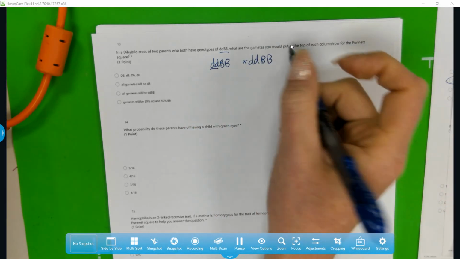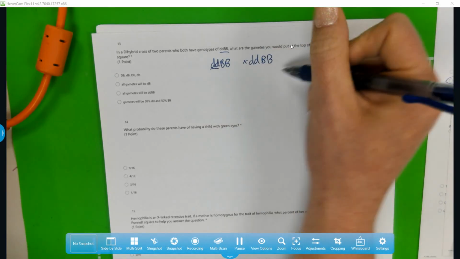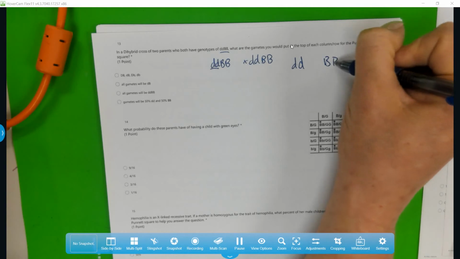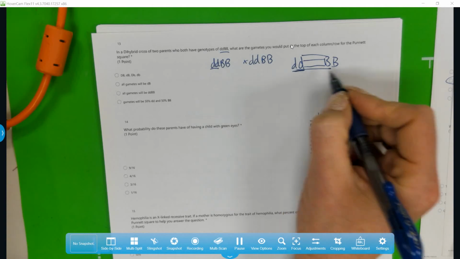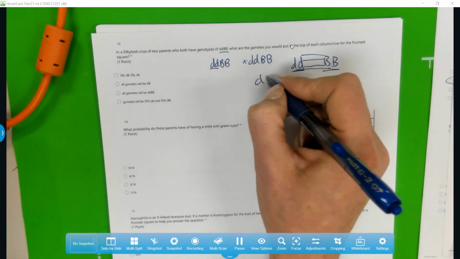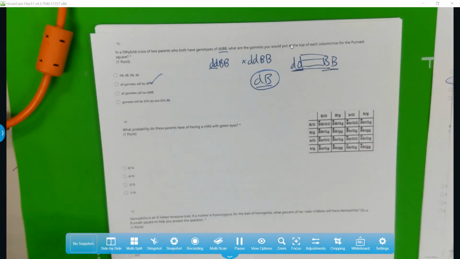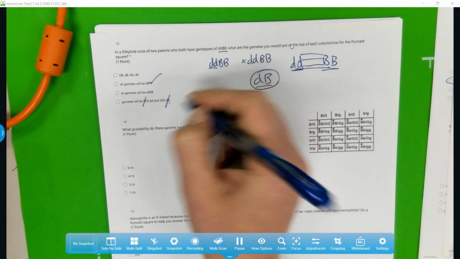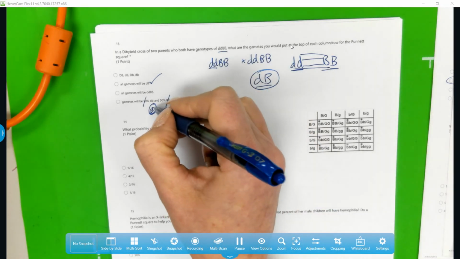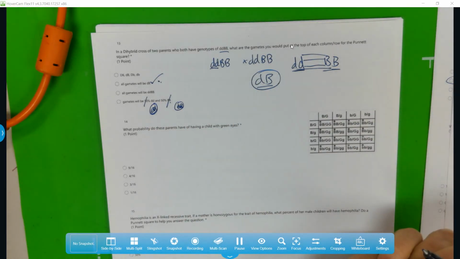In a dihybrid cross of 2 parents who both have genotypes of lowercase d's, uppercase B's, what are the gametes you would put at the top of each column and row for the Punnett square? Well, you do FOIL, you separate the letters, and in this case, it's all going to be the same because there's only lowercase d's and there's only uppercase B's. So all of the gametes are going to be lowercase d, uppercase B. This one, some people got confused. They were trying to split it in their mind like this, but this would be DD and BB. So this is a better answer. It's more specific, more accurate, and there's no way to misinterpret it.